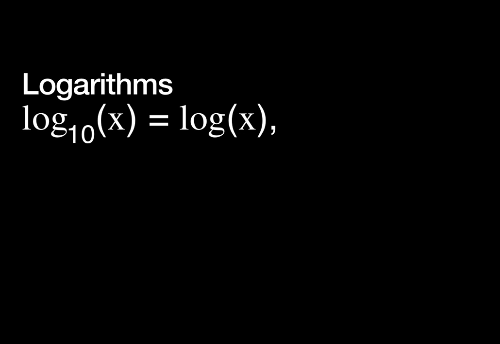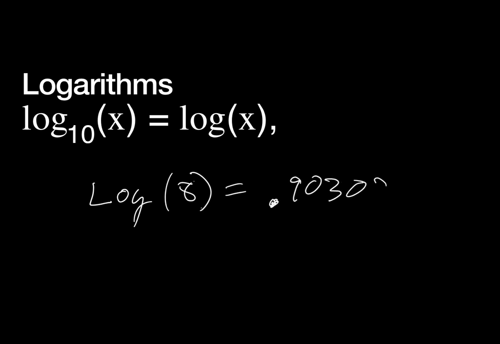If I wrote log of 8, you would type in the number 8 on your phone and then hit the log 10 button. Depending on the type of calculator you have, you might have to hit the log button first. And that's what it gives you. What does that mean? Because it's base 10, it means 10 to what exponent is 8?